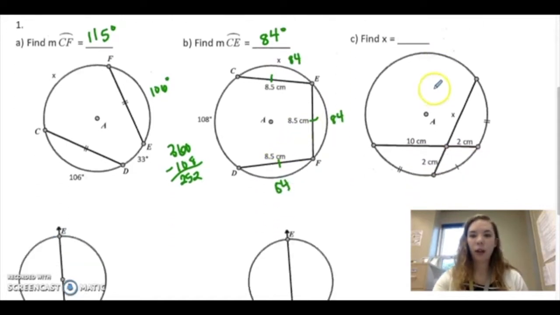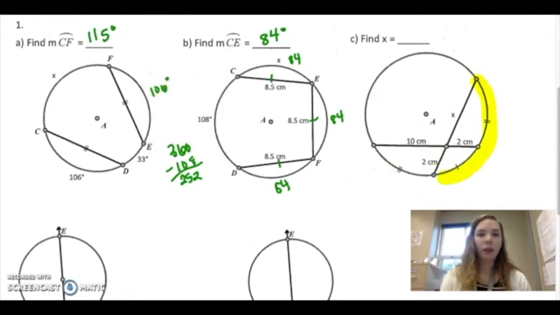All right, find x. We know that these are the same, which means, let me highlight here, this piece is the same as this piece. So if this all the way across is 12, this all the way across is 12. And so x is 10.